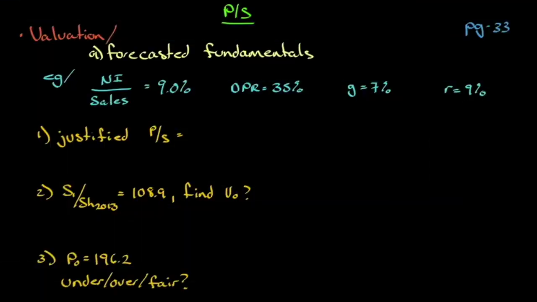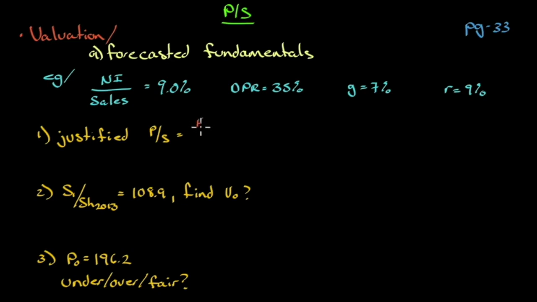Well, let's have a look at how this works in practice. Let's do an example. Let's say that we observe a company with a net income divided by sales of 9%, dividend payout ratio of 35%, long-term earnings growth rate of 7%, and a cost of capital of 9%. What would be a justified price to sales based on just this information?